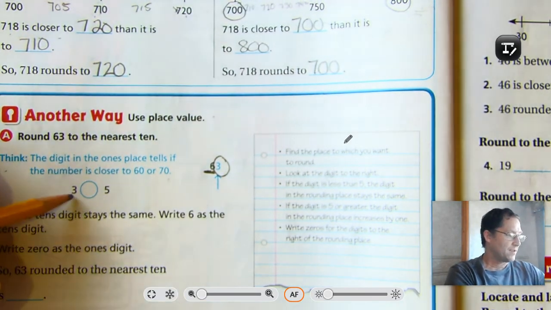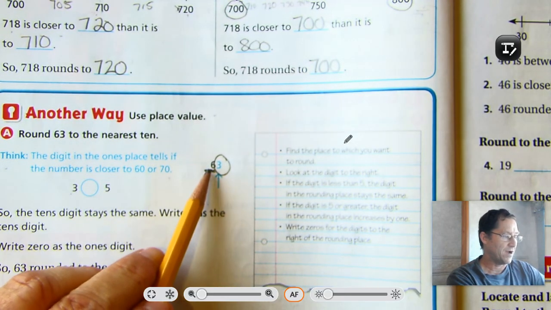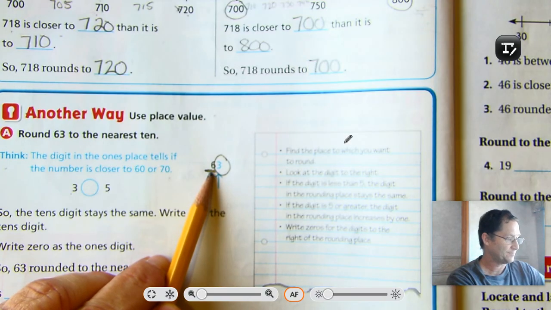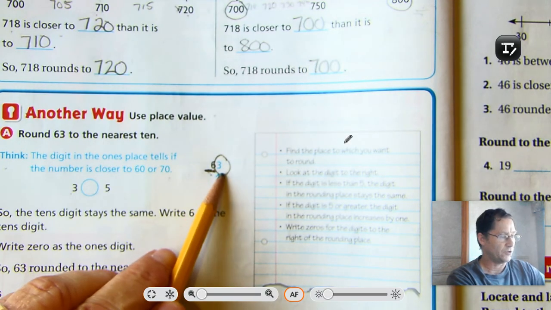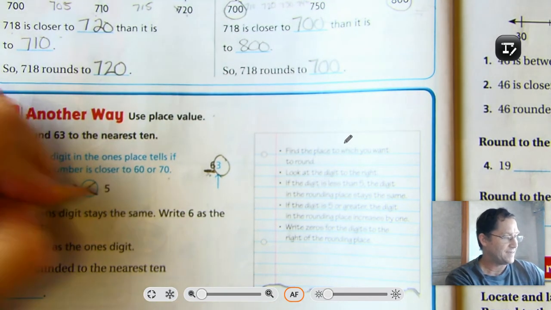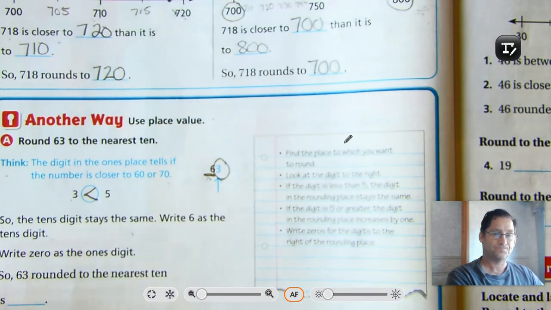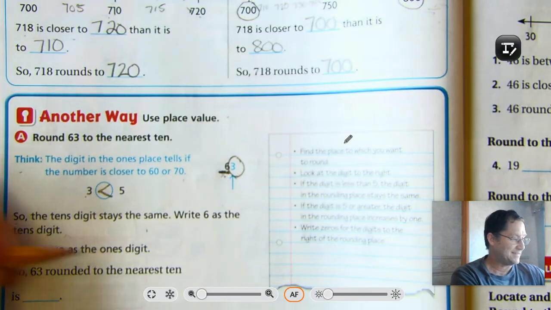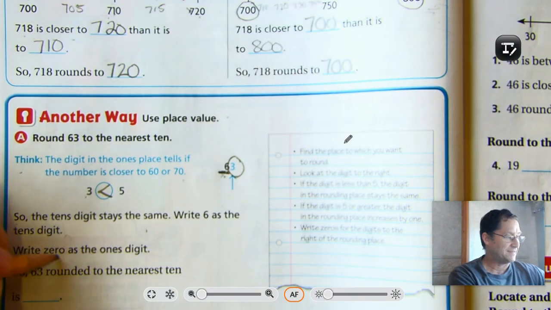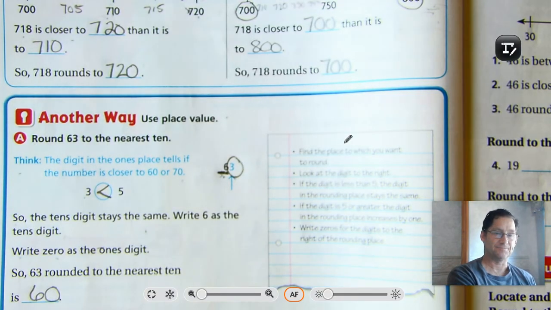All right, so in our directions, it said if the digit to the right of the rounding place, and the rounding place is the tens place, so we're going to look at the ones place, is less than 5, we keep the digit in the tens place the same. So here we're going to say 3 is less than 5. So the tens digit stays the same. We're going to write 6 as the tens digit, and then we're going to write 0 as the ones digit. So 63 gets rounded to 60.